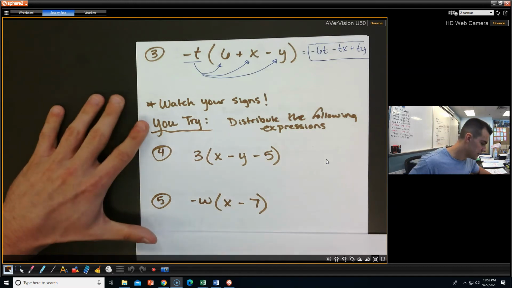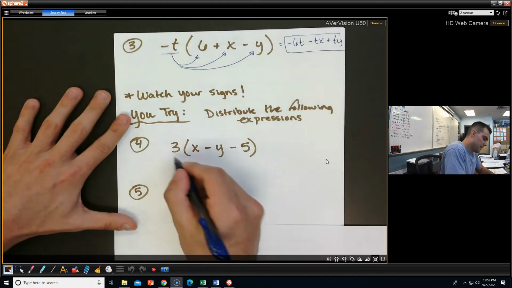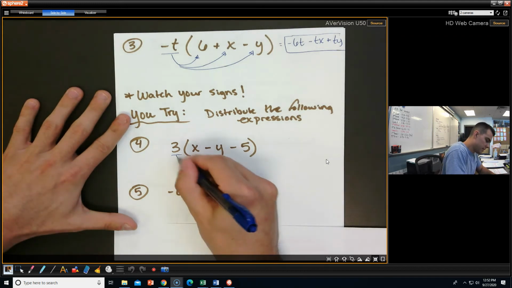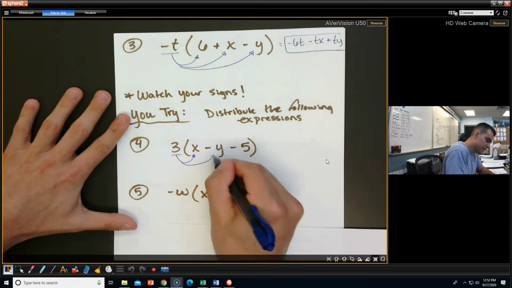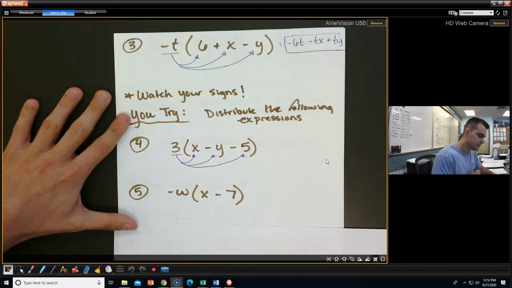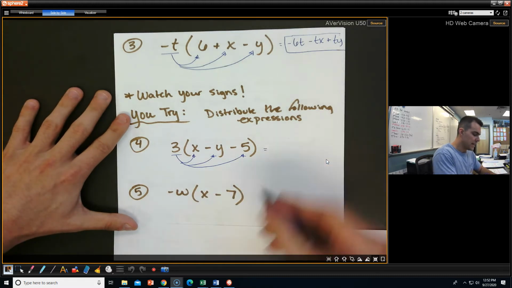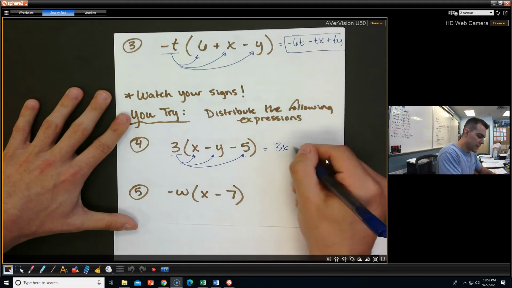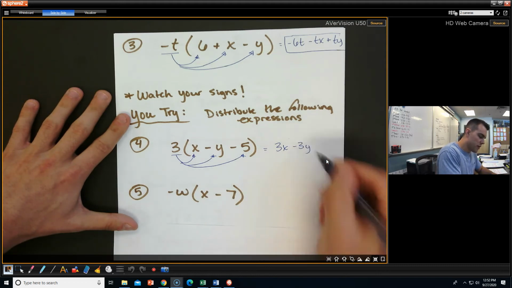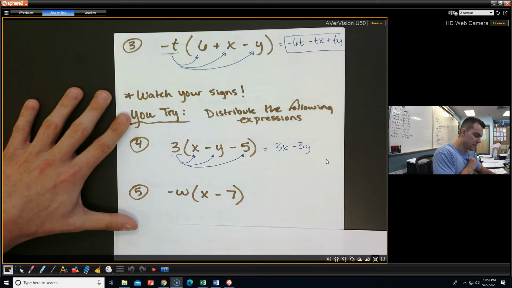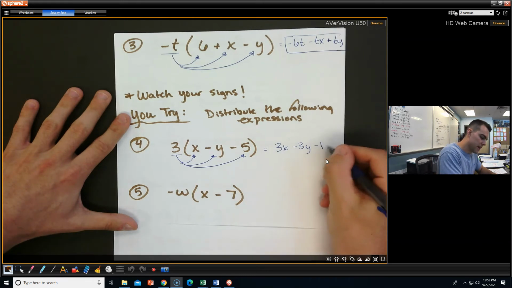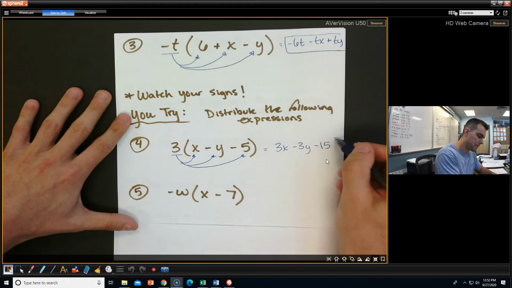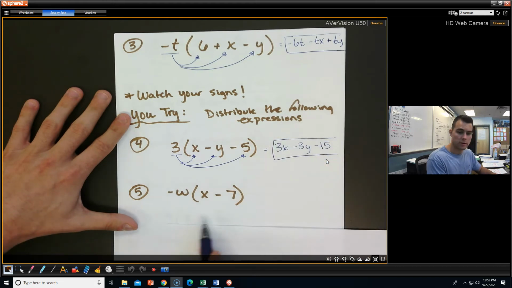All right, we're back. Let's take a look at these. Okay? Again, I take my 3. I'm going to distribute it to each of these guys inside of here. So I'm going to get 3 times x, and then 3 times negative y is negative 3y, and then 3 times negative 5 is negative 15. And there we go.